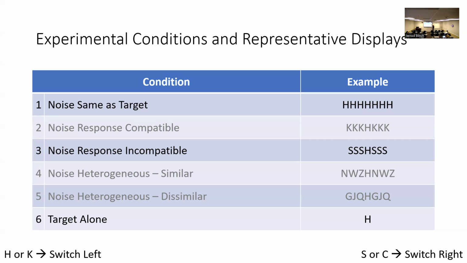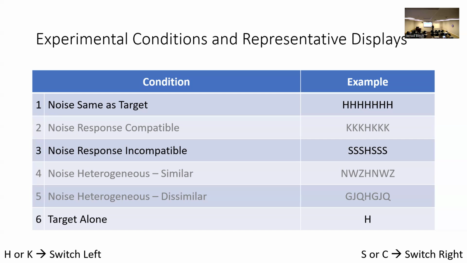So we call that noise, same as target, because the three flankers are the same as the target. Condition 3, noise response incompatible, or we could say noise different as target, maybe. I'm not sure why the names jump around so much. So here it's still an H, so you should be responding left.